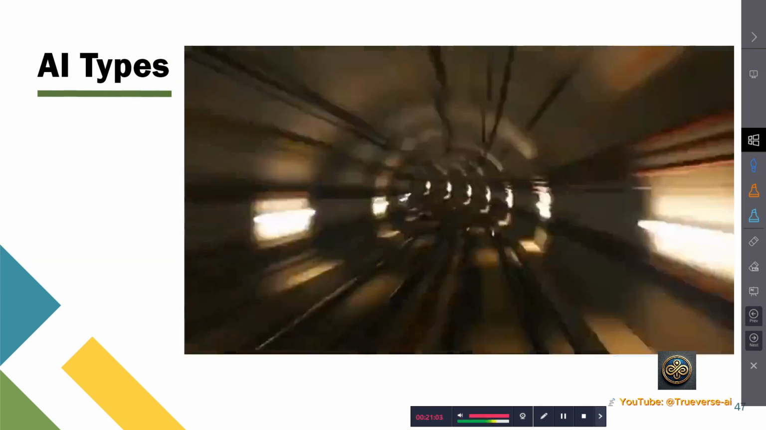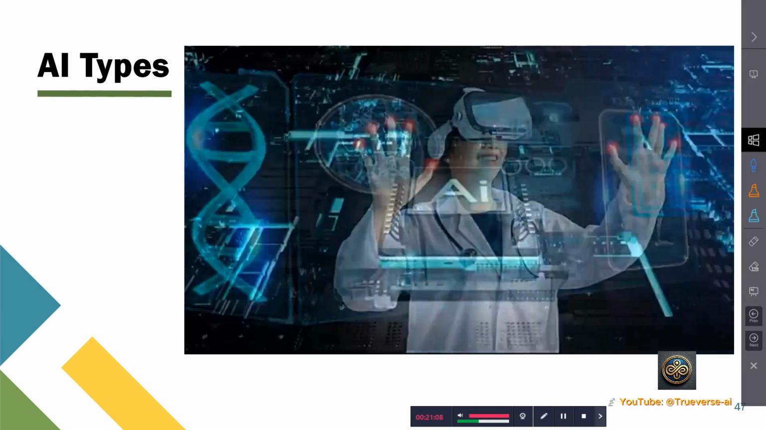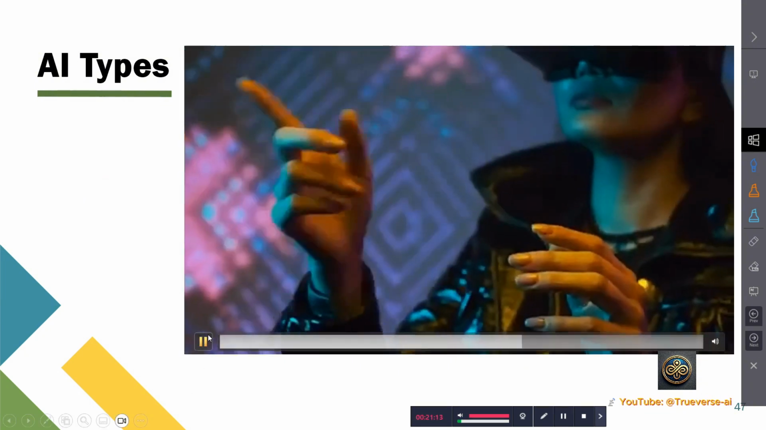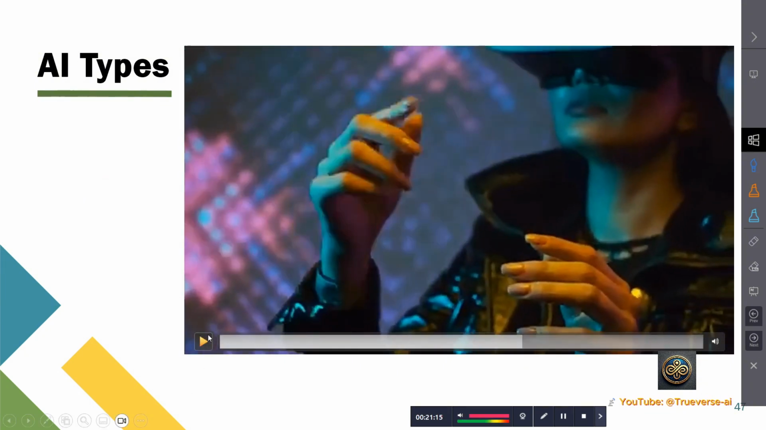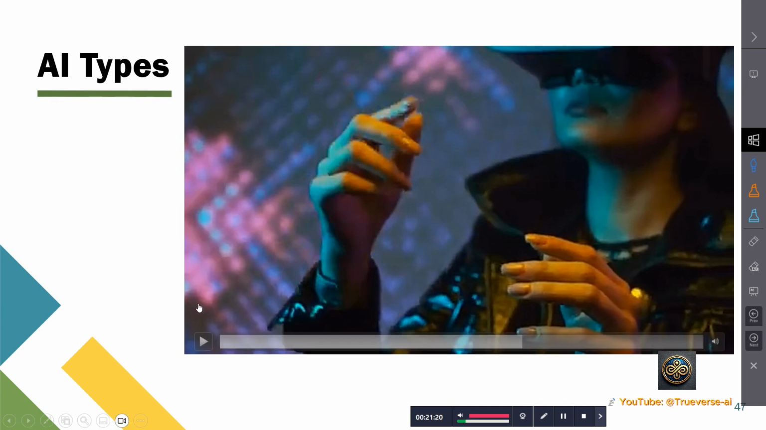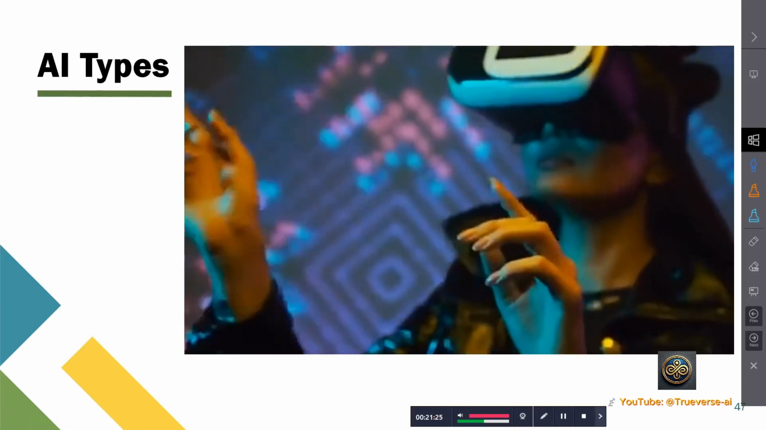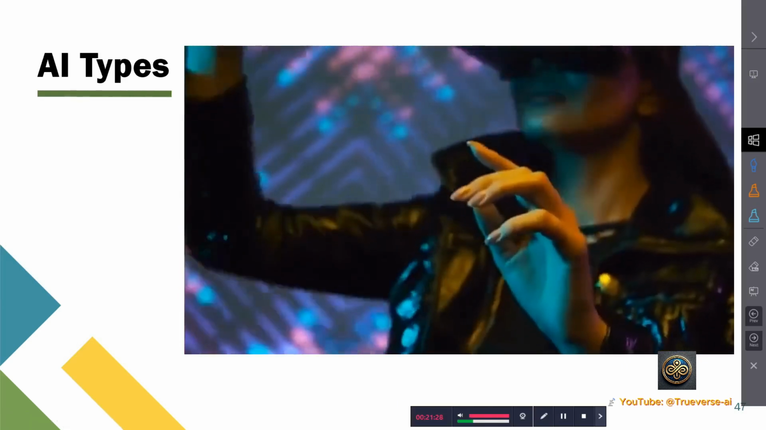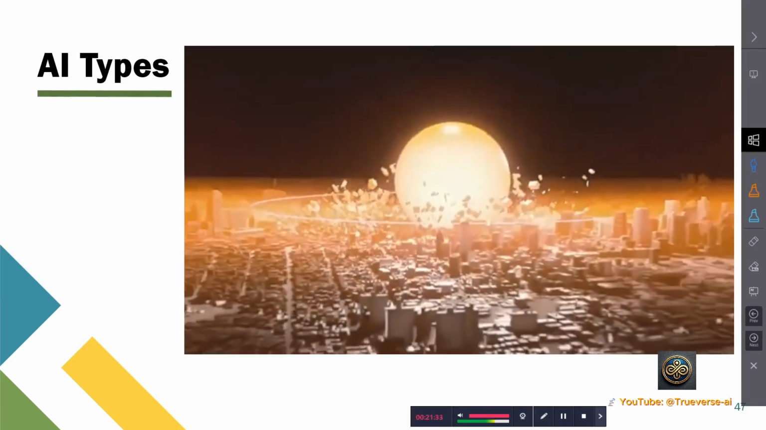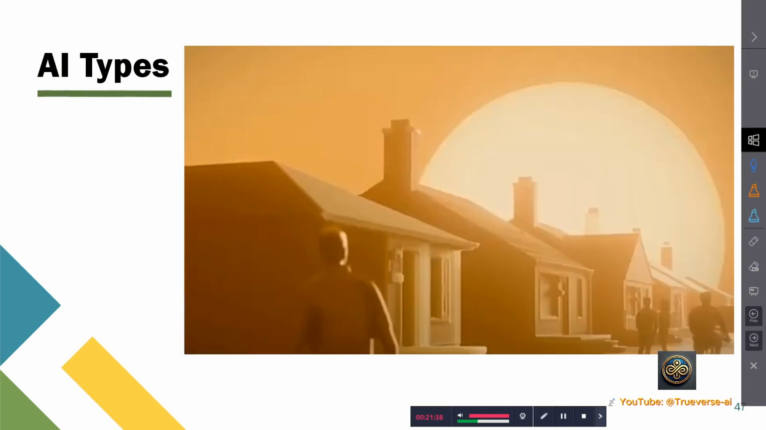ASI systems would have the ability to solve complex problems that are beyond human capabilities, such as curing diseases, predicting natural disasters, and creating new technologies. Creating new technology, it is not an easy task. This is for future. ASI could also lead to significant advancements in brain-computer interfaces, enabling us to communicate with machines and each other in ways we never thought possible. However, the development of ASI raises many ethical and safety concerns, as it would be difficult to predict how these systems would behave and how they would impact society.